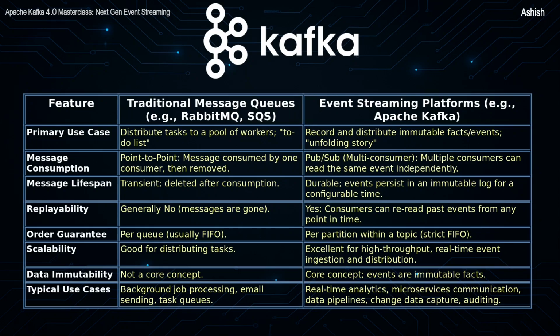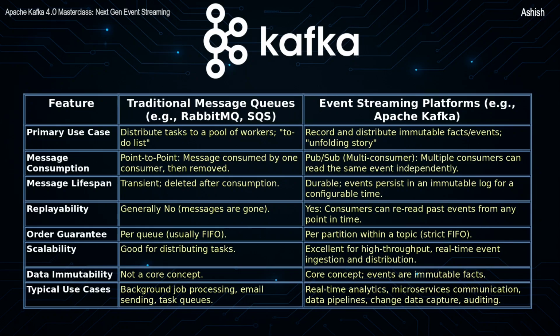So now let's wrap up the discussion on traditional queues versus event streaming. Traditional message queues are for point-to-point task distribution, where messages are generally consumed once and then removed. Think to-do list. Event streaming platforms, on the other hand, like Apache Kafka, are for durable multi-consumer event logs, where events persist and can be read by many different applications and replayed. Think of an unfolding story or immutable ledger.